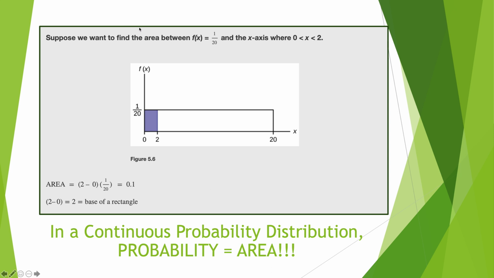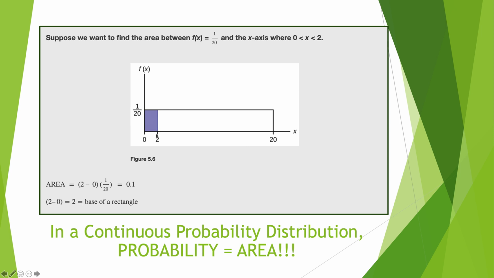So suppose we want to find the area between 0 and 2. Same exact graph. The probability of x, f of x, is 1/20th. I want to find the area between 0 and 2 because that will tell me the probability between 0 and 2. And that's what's really important. Notice what it says at the bottom of the page. The probability is the area. So if I ask the question, what's the probability that you're going to get something from 0 to 2? Well, if I figure out the area, I've got it.